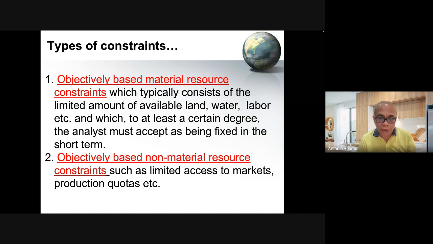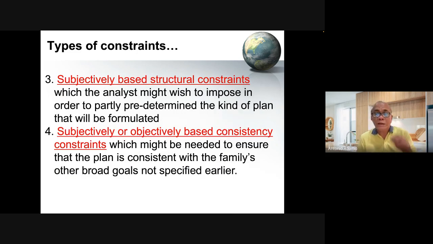Or it could be objectively based on non-material resource constraint, such as market, such as production quota, such as labor. It could be availability of labor. It could also be based on structural constraints, a predetermined kind of plan, constrained with the available land or the terrain, something like that. Subjectively or objectively based on consistency constraints. The family's broad goals are not specified earlier.